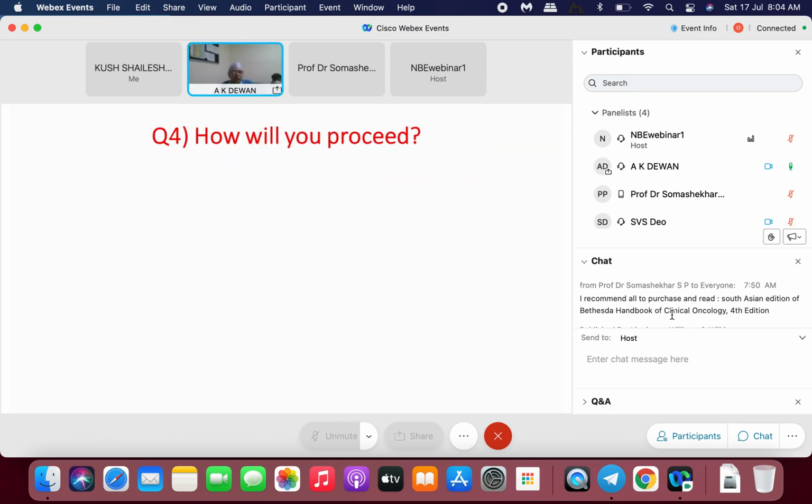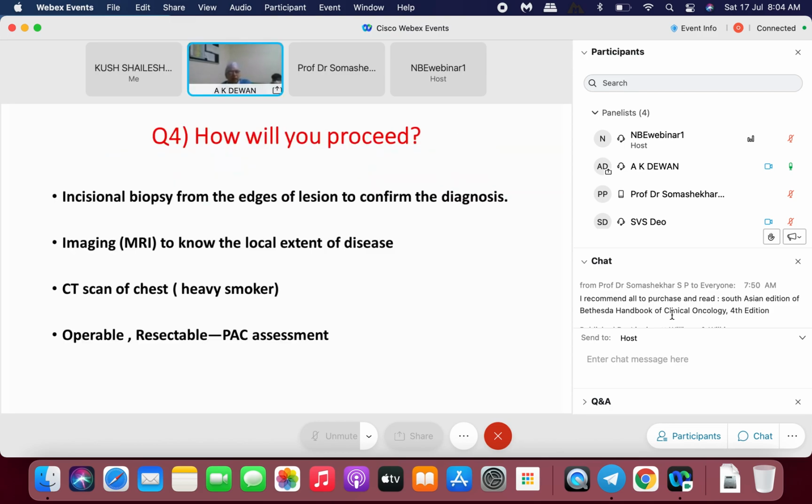How will you proceed? Of course, you will do an incisional biopsy, assessment of local extent of disease. People may say they will do CT scan, but this is what I do, MRI. Why do I do this? The reasons, I think you can just go through the books. CT chest. Here I am saying CT chest because he has been a chain smoker.